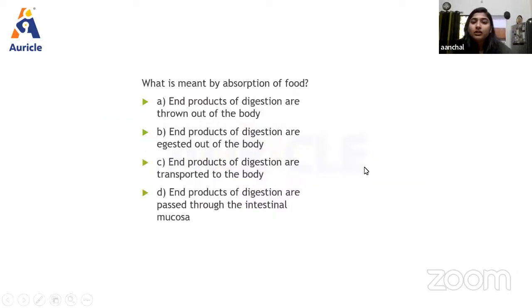Okay, so here is a question: what is meant by the absorption of food? I'm giving 30 seconds to answer this question.